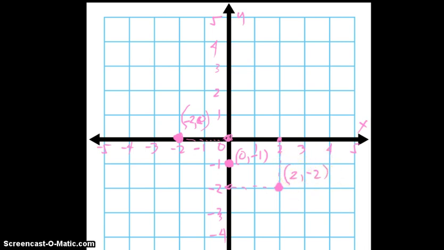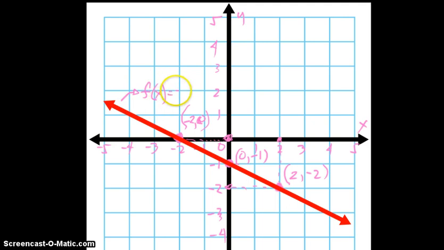Okay? And then, i-connect na natin yung tatlong points na yan. So, that is our graph for the function negative 1 half x minus 1. So, ito yung graph natin sa function na negative 1 half x minus 1. Okay?